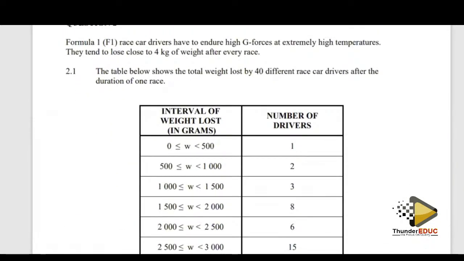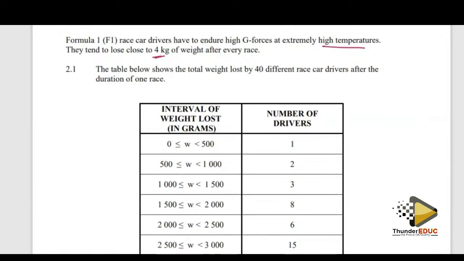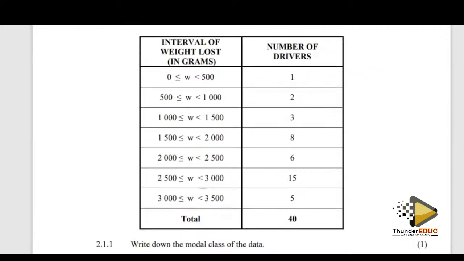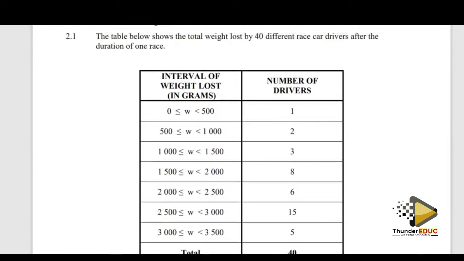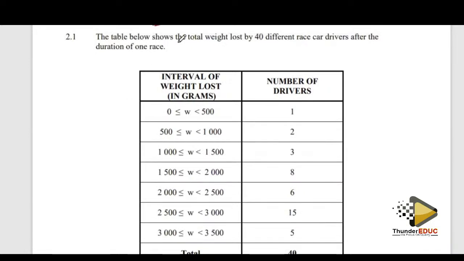Let's look at question 2. Formula 1, the race car drivers have to endure high G forces at extremely high temperatures, and then they tend to lose almost 4 kilograms of weight after every race. Oh, that's too much. 2.1. The table below shows the total weight that is lost by 40 different race car drivers after the duration.